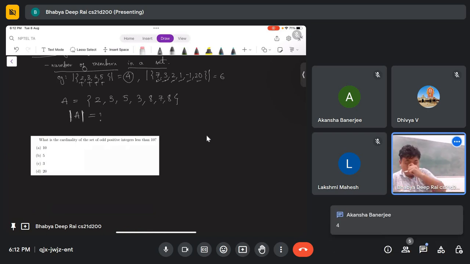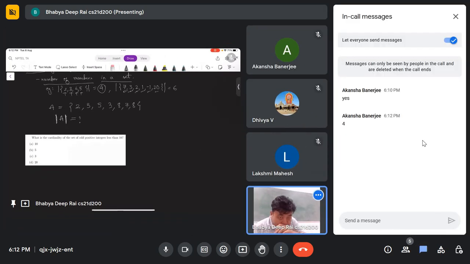Akanksha says 4. Others, Lakshmi and Divya, what is the cardinality of this set?